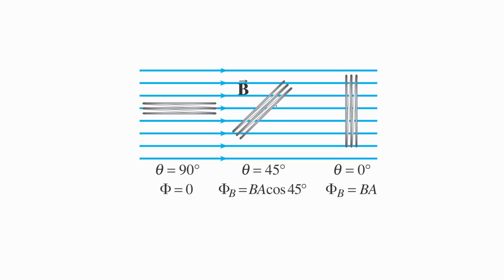In this case, when the loop is parallel to the lines of magnetic field, the area vector is perpendicular. This is the direction of our area vector. So again, you have to be careful whether the problem is talking about the orientation of the loop or the orientation of the area vector, because they will be off by 90 degrees, so be careful with that.